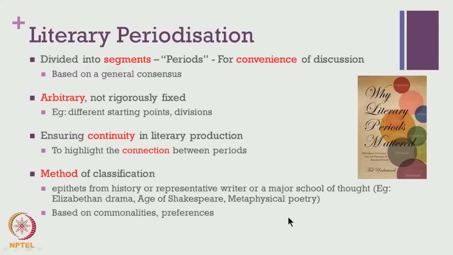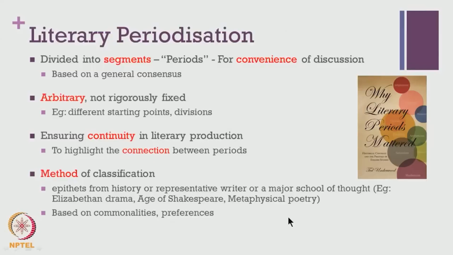And the method of classification into different periods or different segments could either be arbitrary or be based on certain factors. Sometimes we find that the classification could be based on epithets from history, like one could have terms like Elizabethan age or Jacobean age, or we could even classify an age loosely based on the most prominent writer of the period, like Chaucer's age or the age of Shakespeare or the age of Johnson.